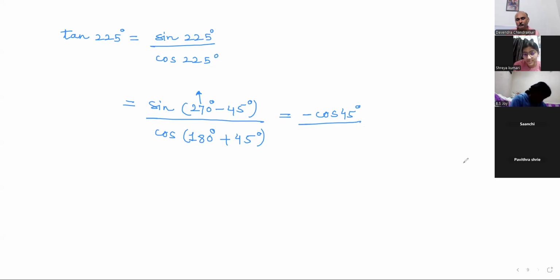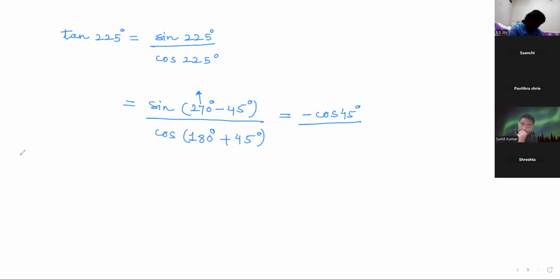Very good. So now Sachi, your turn. Hello, Sachi. Yes, sir. This is even or odd? It's even. Even multiple, right? So cos converts to sine. No, cos only, beta. If the even multiple is there, then cos remains cos, sine remains sine, but it is cos of the standard angle, right?